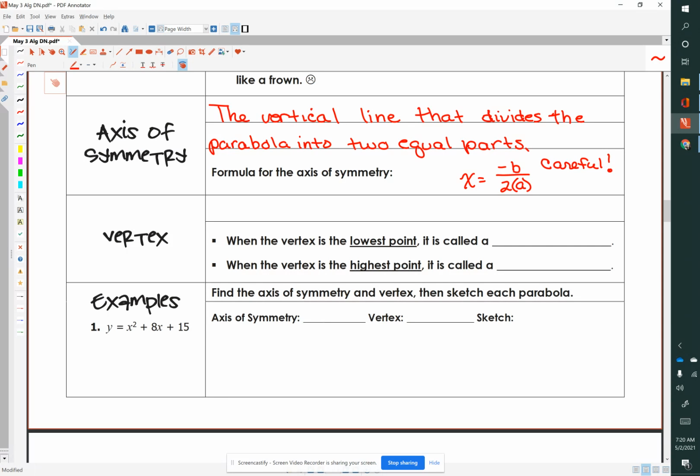Now, the vertex is the turning point of the parabola. So if you have an upward facing parabola, you can have a vertex like that, or if you have a downward facing parabola, there's your vertex. So when the vertex is at its lowest point, like the first example on the left, the vertex is called a minimum.